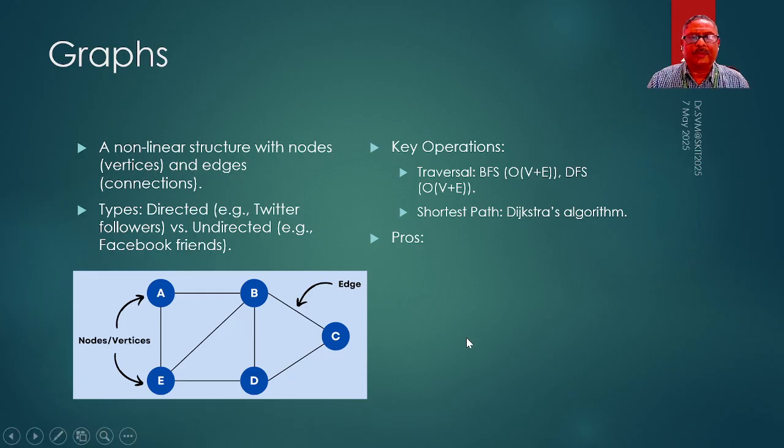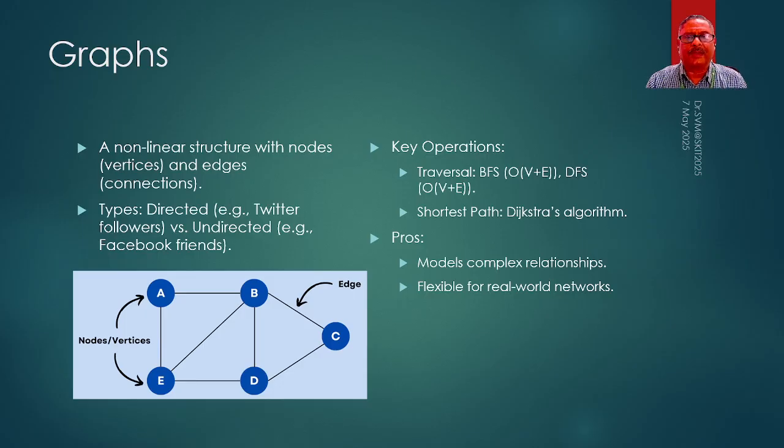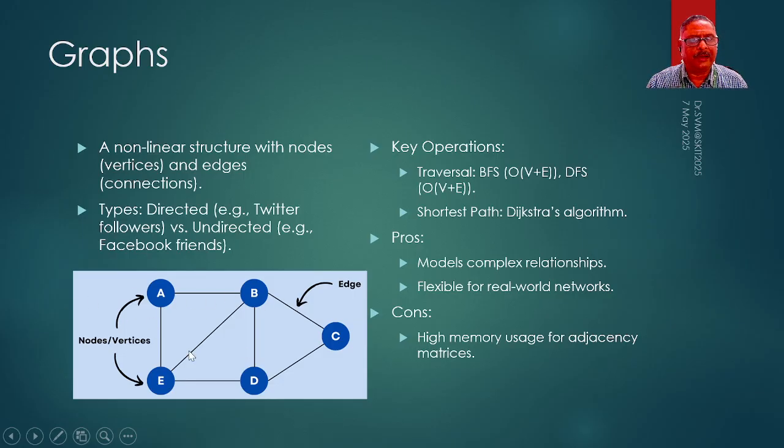So the positive side of working with the graphs is we can model the complex relationships very easily. It is flexible for real world networks, so you can just talk about friends and their relationships. And the negative part, high memory usage for adjacency matrices, because I have to represent that A and B are connected, A and D are not connected. To say this to the machine, I need some way to tell it.